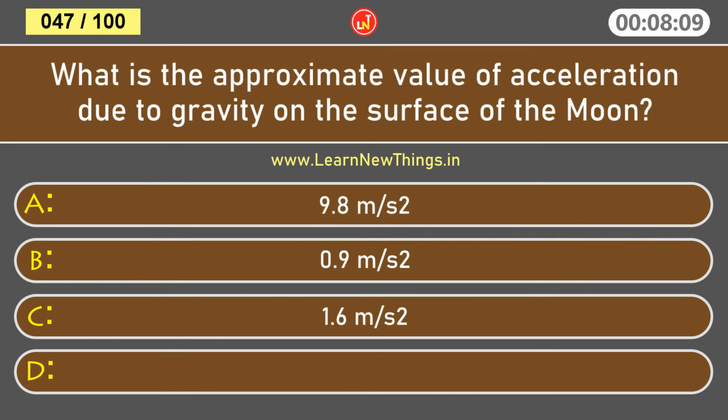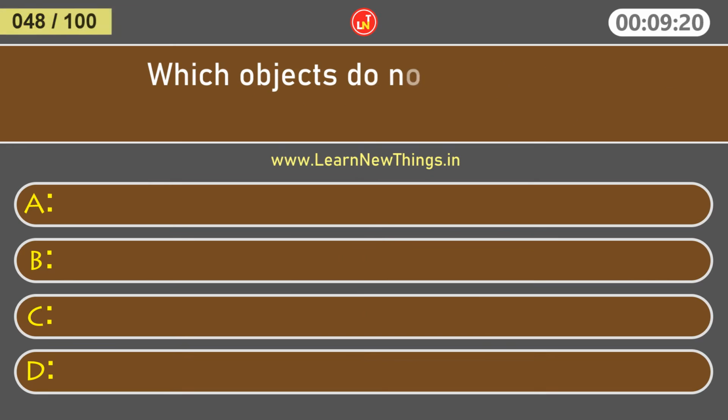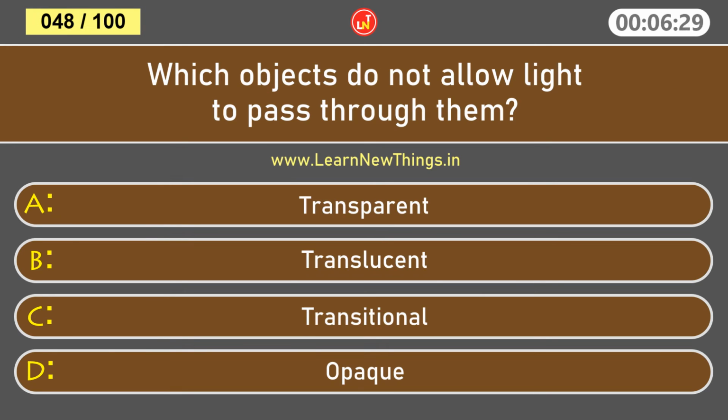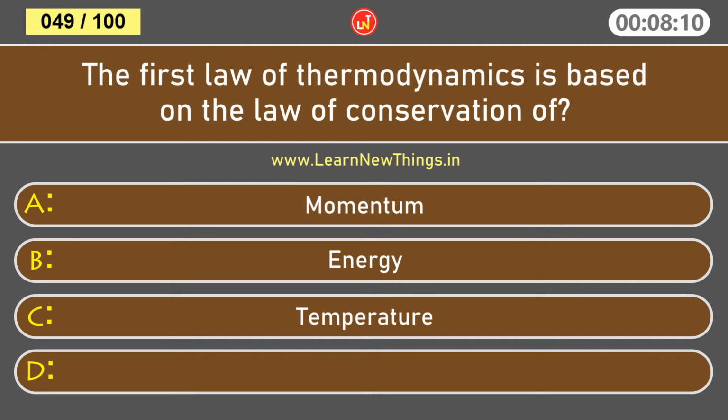What is the approximate value of acceleration due to gravity on the surface of the moon? 1.6 meter per second square. Which objects do not allow light to pass through them? Opaque. The first law of thermodynamics is based on the law of conservation of energy.